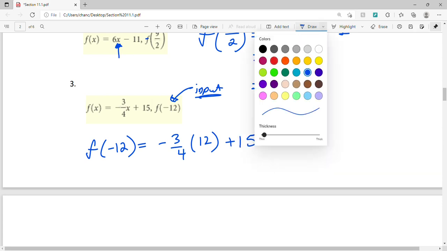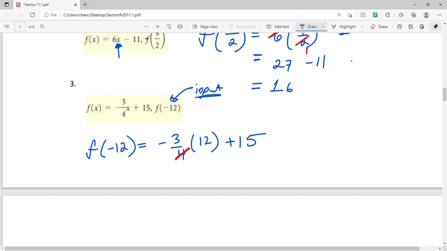Let's reduce this fraction. We'll reduce this 4 to a 1, and this 12 reduces to a 3. And so we can simplify this as negative 9 plus 15, which we can simplify our final answer as 6. So that's it. Our solution is f of negative 12 equals 6.